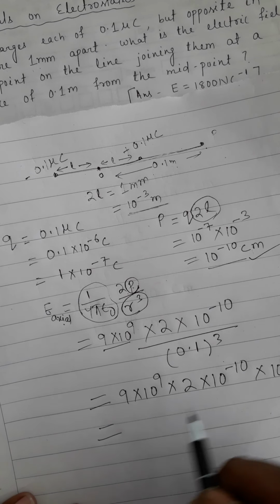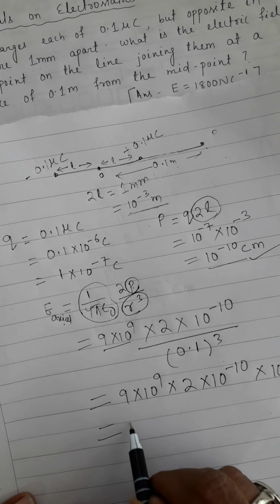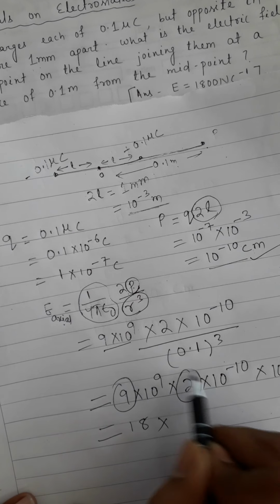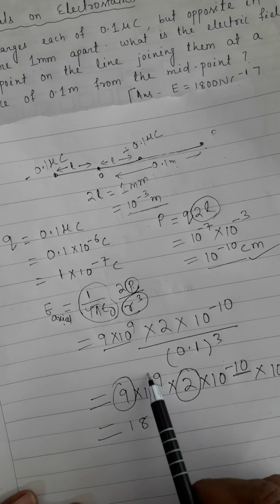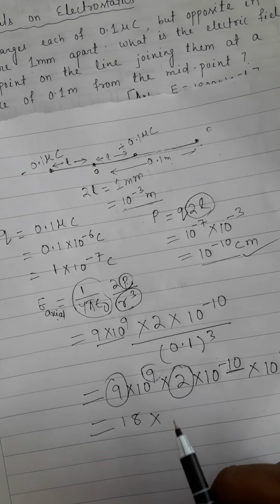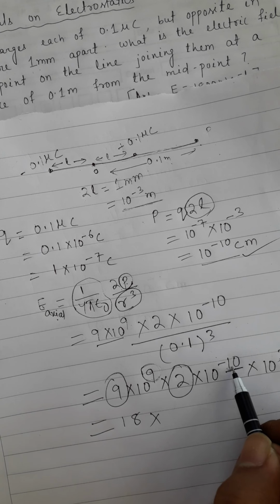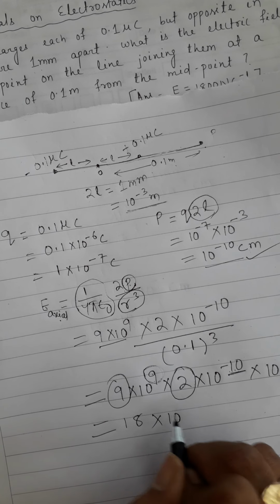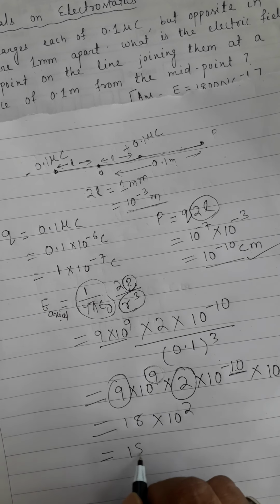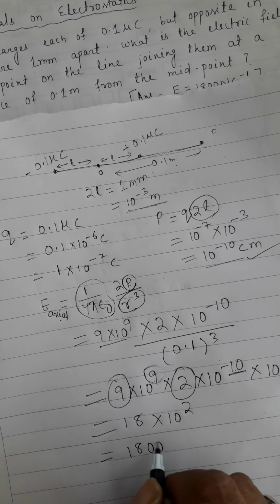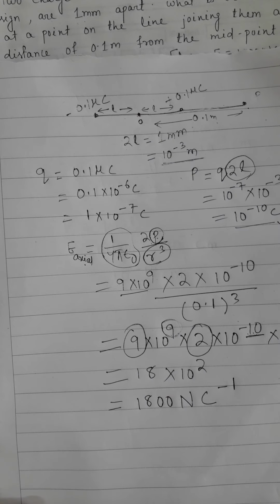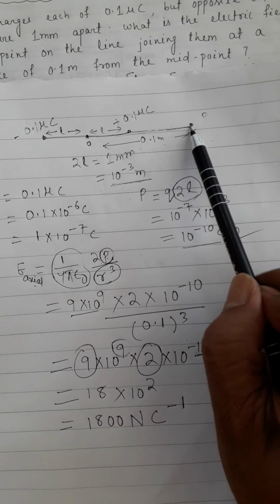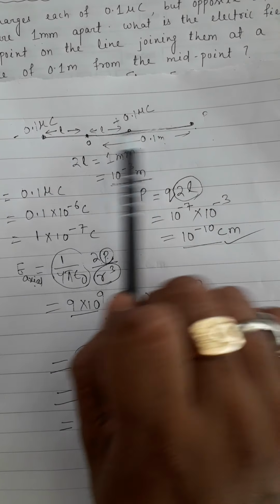So the value will be 9 into 2, that is 18, into 10 to the power minus 10 plus 9 plus 3. So 9 minus 10 is minus 1, plus 3 is plus 2. So it will be 10 to the power 2, that is 18 into 100, that is 1800 newton per coulomb. So this is the electric field on the axial line at this point P, which is along the axis of this dipole.